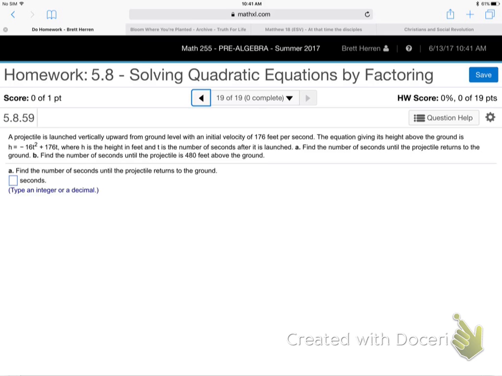Okay, so let me write that little formula down. H equals minus 16t squared plus 176t. That's a little physics formula.